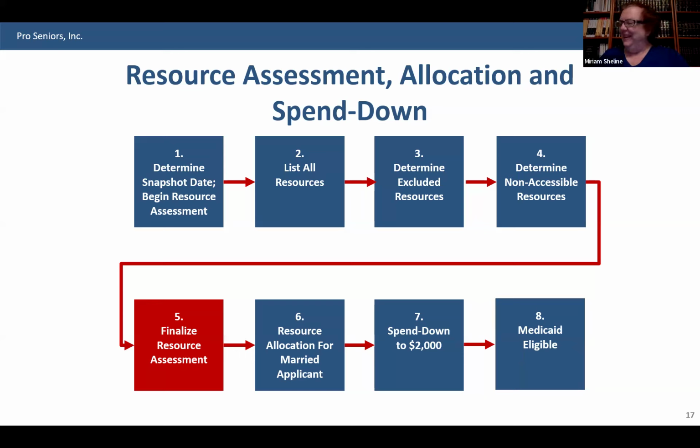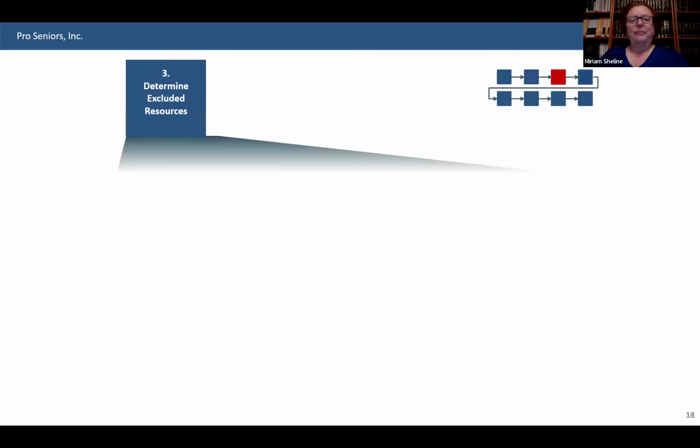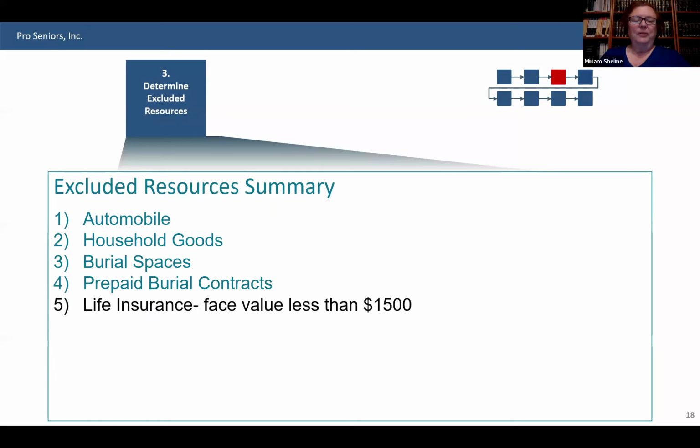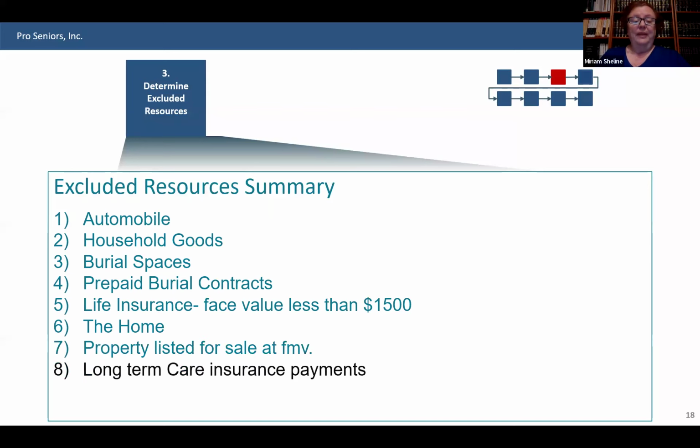Great. Just kidding. So we move on to the next piece, which is the resource assessment and the allocation between husband and wife. Here's our reminder as to excluded resources like the car, household goods, burial spaces, prepaid burial contracts, the home, and property listed for sale at fair market value, and long-term care insurance payments on the proper kind of long-term care policy. These are all excluded resources that we take off the list.